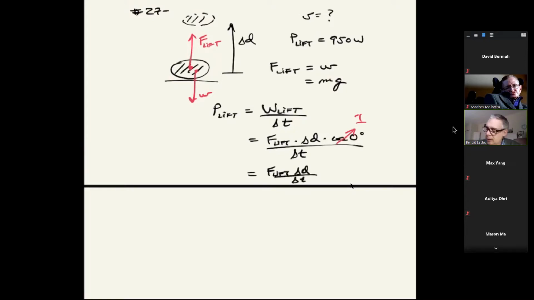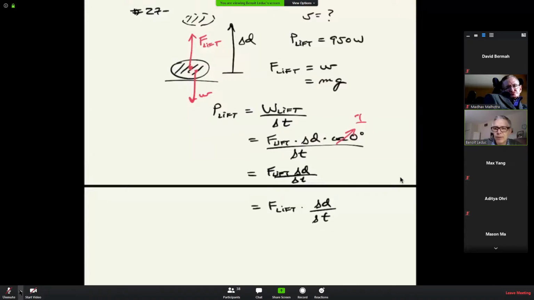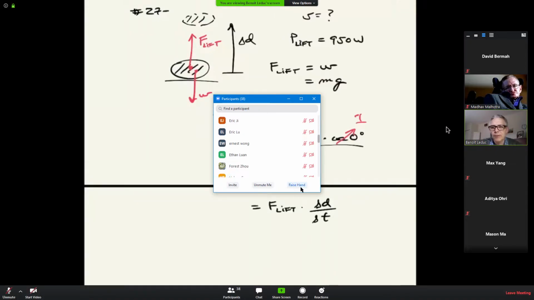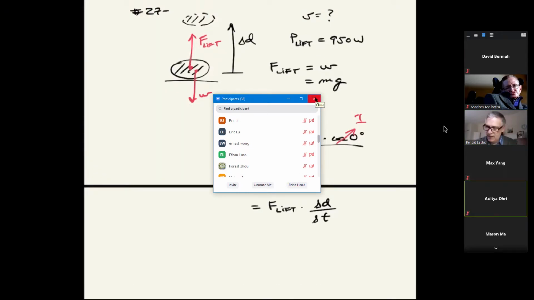Now, if you're very, very clever here, you're going to see that I can put it as such, right? And what is this, guys? What's that? What is this? Yeah, raise your hand. What is that? Yeah, Aditya. Velocity. Yeah, that's the speed.